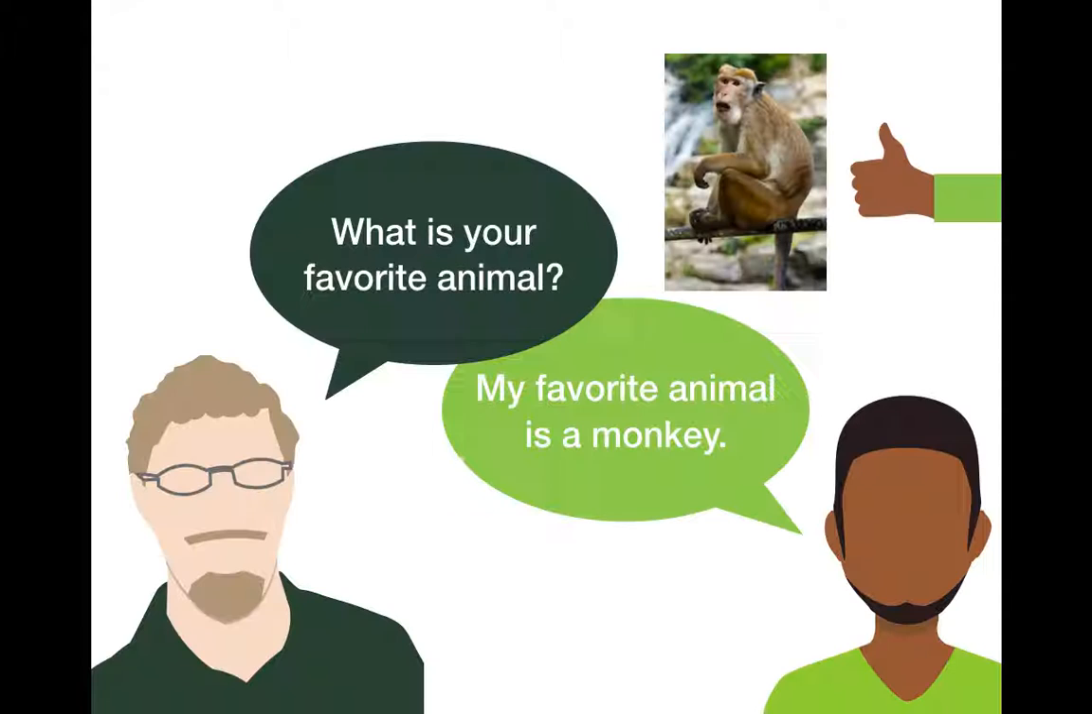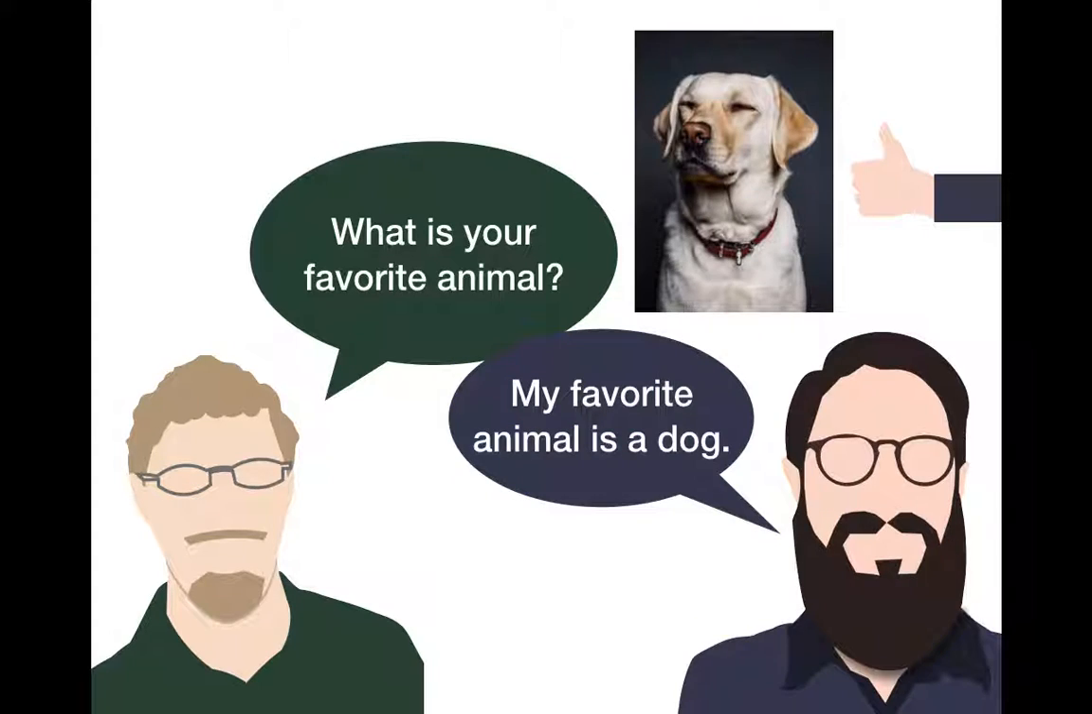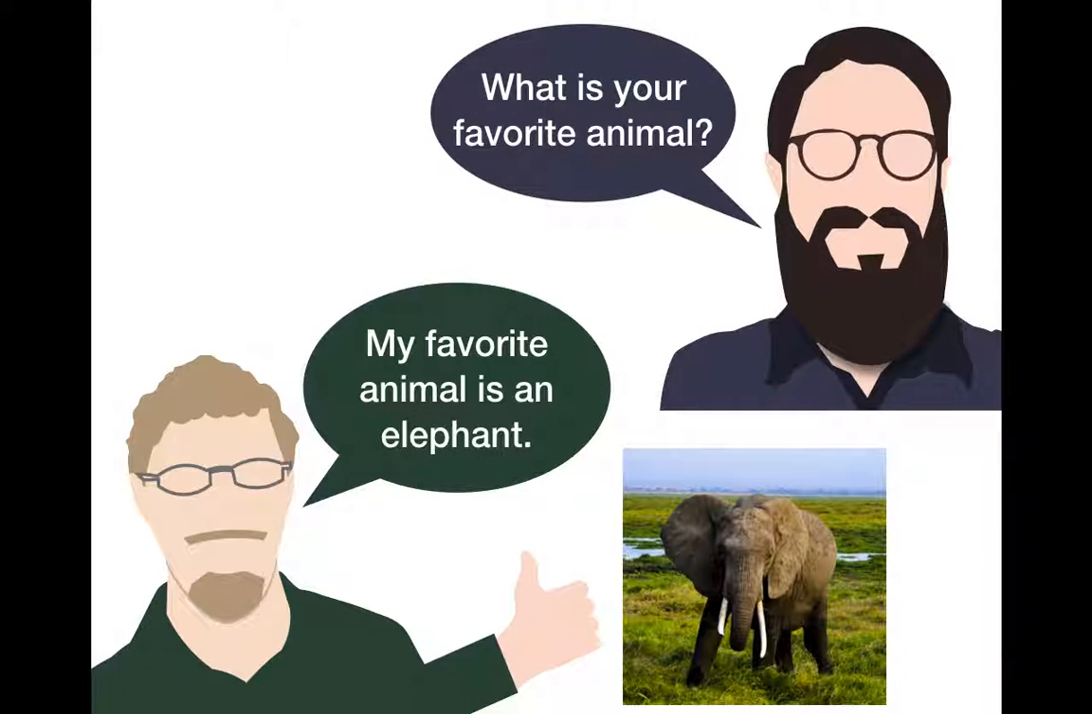Let's keep practicing. What is your favorite animal? My favorite animal is a monkey. What is your favorite animal? My favorite animal is a bear. What is your favorite animal? My favorite animal is a dog. What is your favorite animal? My favorite animal is an elephant.